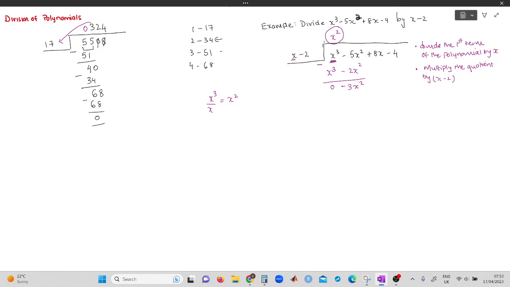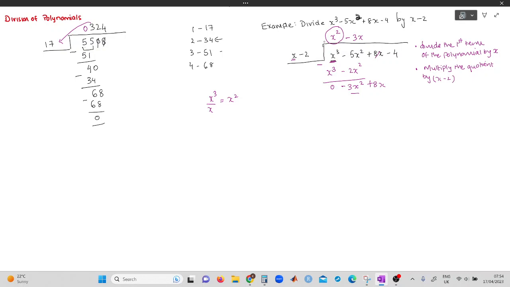And then, as I have done earlier, I will bring down this. We'll bring it down, comme je l'ai fait tout à l'heure. Bien sûr, je ne vais pas mettre le plus avec lui because there's a plus here. Donc là, pareil, the procedure repeats itself. Minus 3x squared divided by x, ça va me faire minus 3x. Puis je remultiplie par x minus 2.